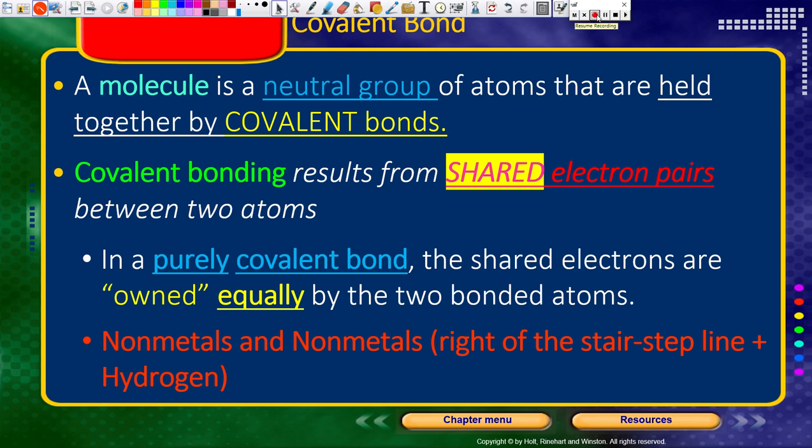So today, we're going to totally move into a new bond type. Now, we've kind of talked about some of it. We've covered some of it. Today, we're going to talk about covalent bonds.